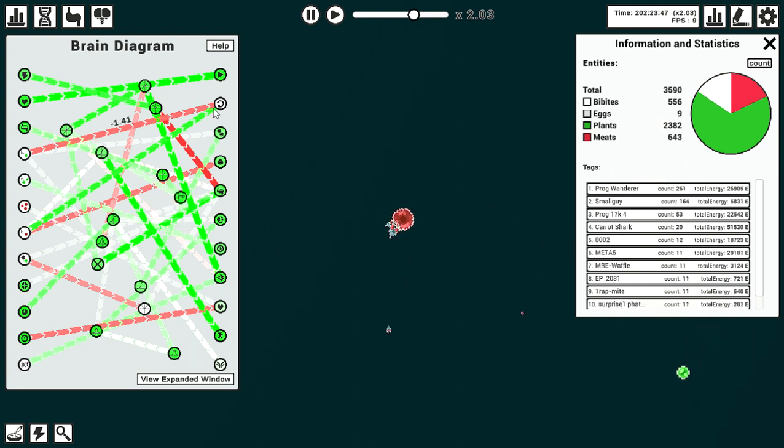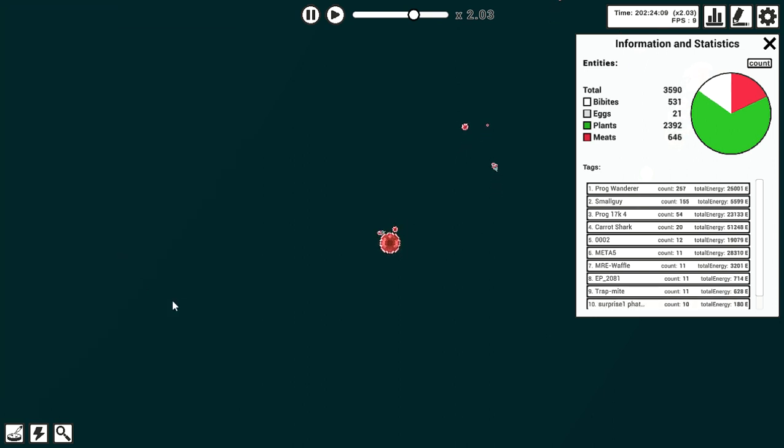So the only rotation modifiers are a negative to plant, so it wants to avoid the plants, and a positive to meat. It wants to attach itself to the meat more than it wants to avoid plants, which is fine. Wow, these things just get devoured.